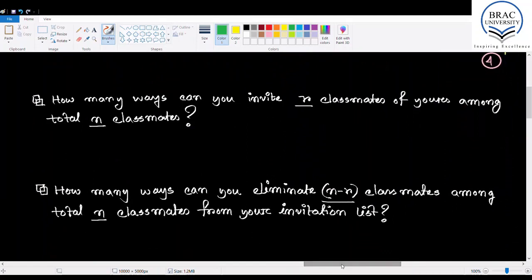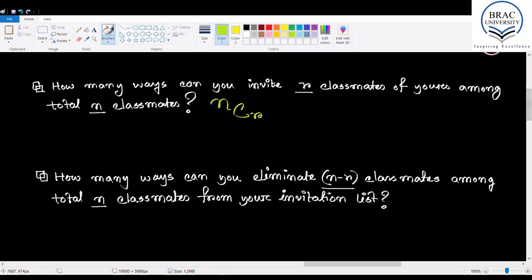Okay. The example can be, how many ways can you invite r classmates of yours among total n classmates? Simply, you will invite r of your classmates to your birthday out of n. So how will you do that? Your answer is very simple, nCr, right? Okay, this is very easy.